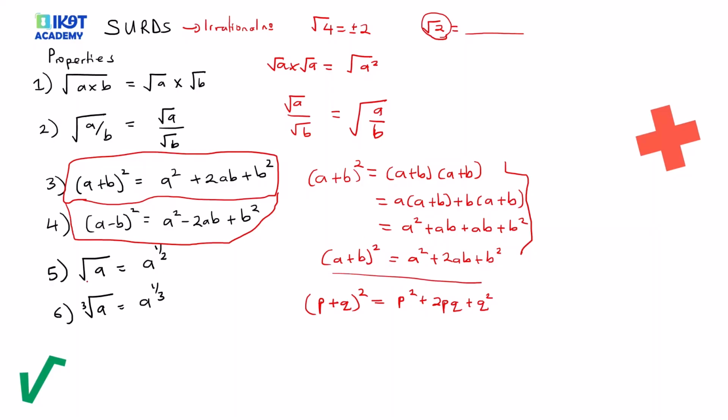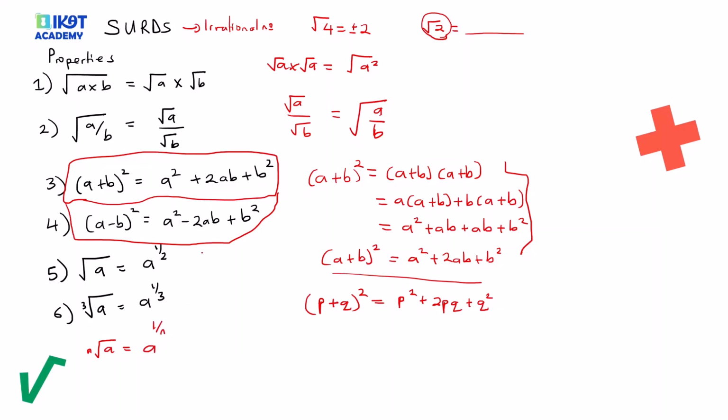Then another property is that when you have the root of a, this is the same as a to the power half. When you have the cube root, it's the same as a to the power one third. So meaning the nth root of anything can be written as a to the power one over n. And that's another law we should know.